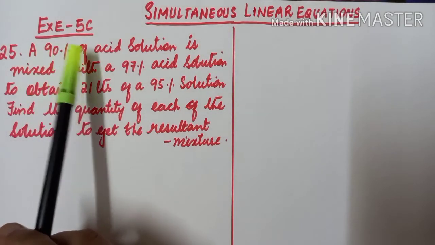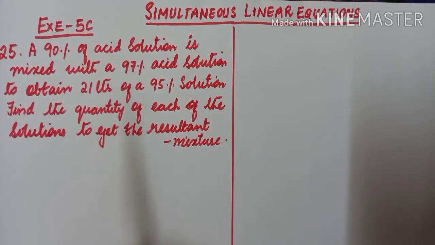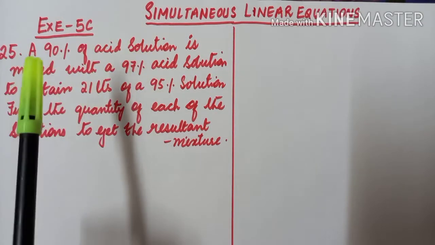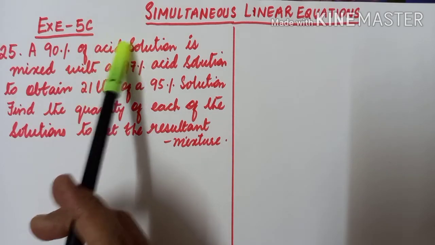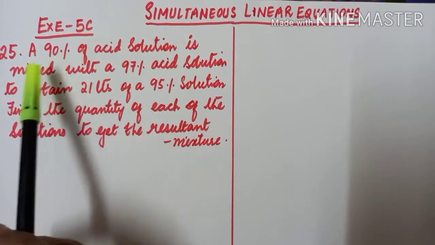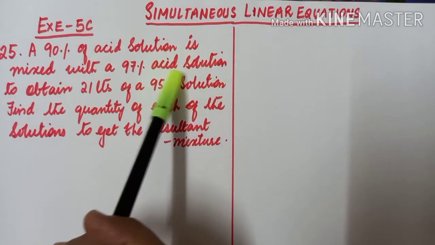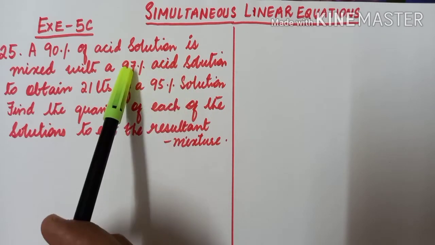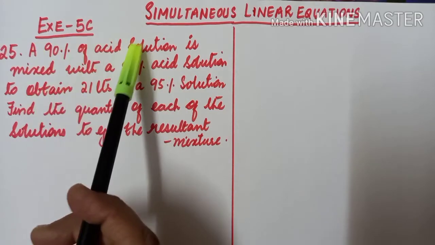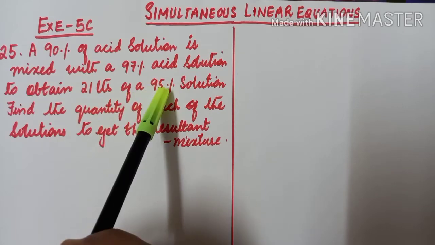See here, a 90% acid solution. We don't know how many liters we are having of that acid solution. That is mixed with a 97% acid solution again, and again we don't know the quantity of it. Both are mixed to obtain 21 liters of a 95% solution.